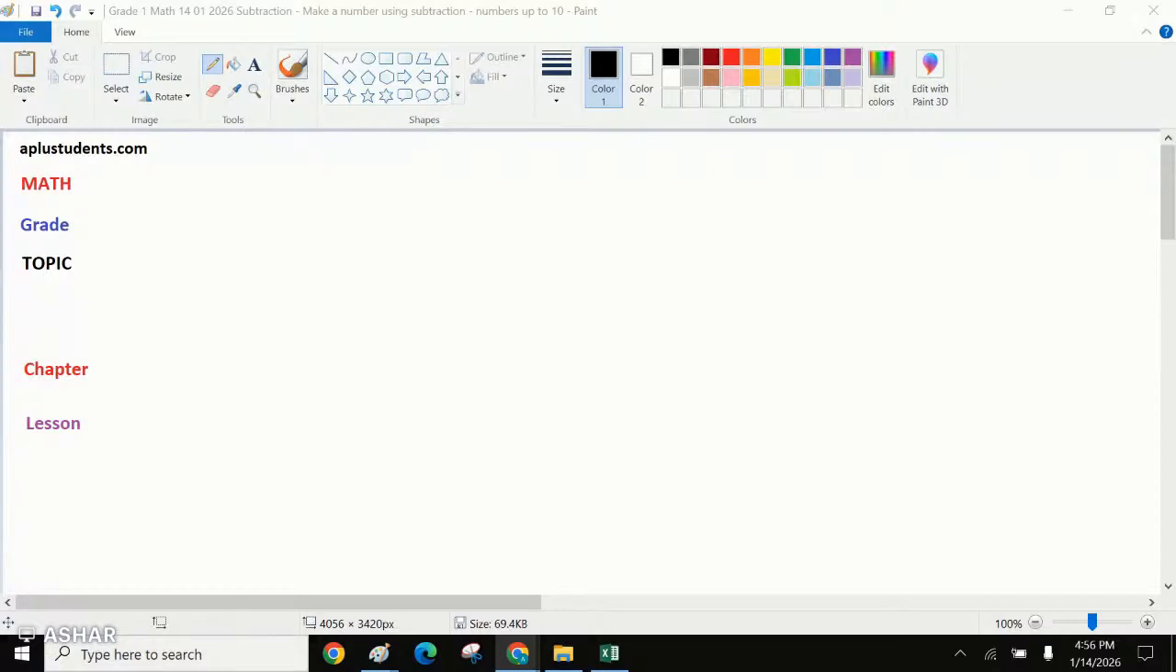The first thing you need to do is go to aplusstudents.com. You go to the website, you log in, then you select math as your subject. This is a math class. This is a grade 1 lesson. Grade 1s, okay? The topic for today is subtraction.